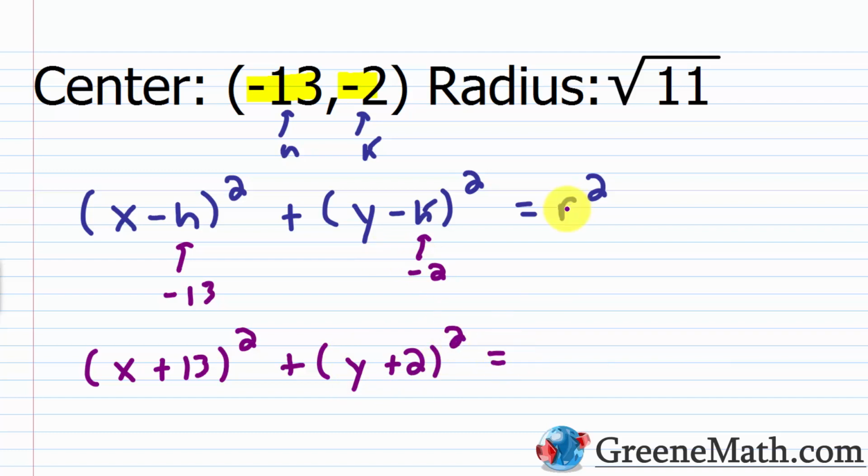And this equals my radius. I'm going to plug in the square root of 11 there. So the square root of 11 squared is just 11. Okay, so x plus 13, this quantity squared, plus y plus 2, this quantity squared, and this equals 11. That's the center radius form for this circle that has a center of negative 13 comma negative 2 and a radius of square root of 11.